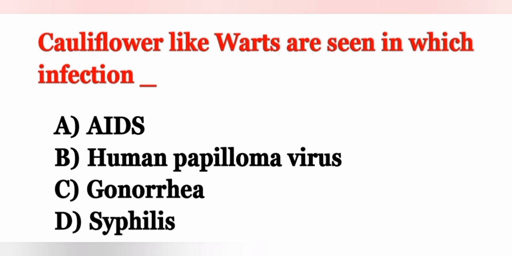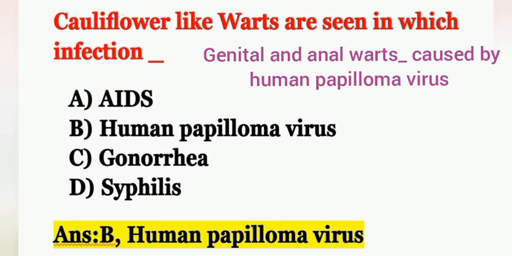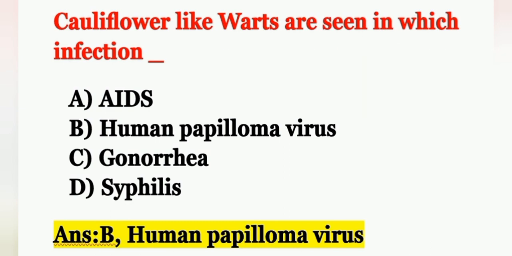And the next question, cauliflower-like warts are seen in which infection? Options: option A AIDS, option B human papillomavirus, option C gonorrhea, option D syphilis. Cauliflower-like warts are seen in human papillomavirus infection. Option B is the correct answer. Human papillomavirus causes genital and anal warts. The causative organism of genital warts is human papillomavirus.